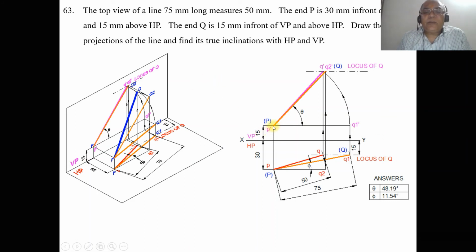Consider any point on this and draw a vertical projector so that it cuts these two lines. You mark this point as P dash and P, and here also as capital P. Then Q is 15 mm in front of VP. So from the XY line, you measure 15 mm and draw a horizontal dashed line, and you mark this as the locus of Q in the top view.